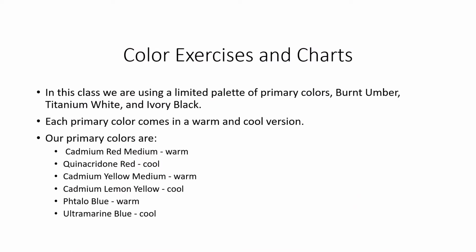Color exercises and charts. In this class, we're using a limited palette of primary colors, burnt umber, titanium white, and ivory black. Each primary color comes in a warm and cool version. Our primary colors are cadmium red medium, which is warm, quinacridone red, which is cool, cadmium yellow medium, which is warm, cadmium lemon yellow, which is cool, phthalo blue, which is warm, and ultramarine blue, which is cool.